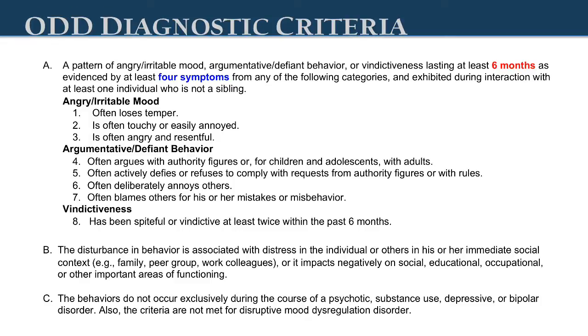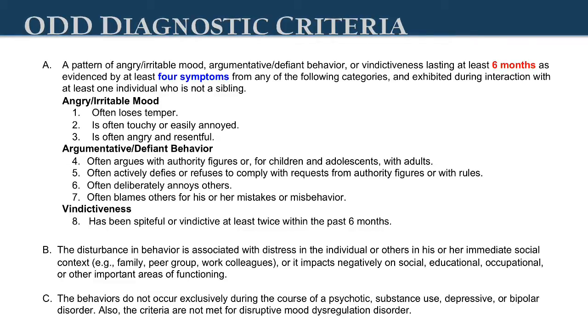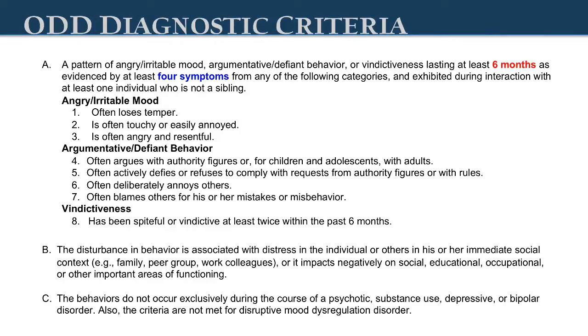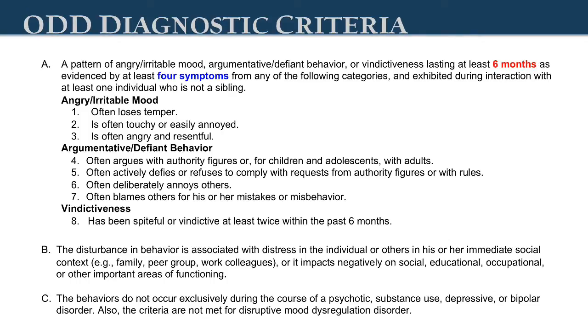To diagnose ODD, one would also need 3 other symptoms of the disorder on most days for 6 months. To meet criteria B, the disturbances are associated with distress in the patients and can also be met if the disturbances in behavior have negative impacts on important areas of function. Criteria C excludes behavior that's exclusively due to a psychotic episode, substance use, depressive or bipolar disorder.